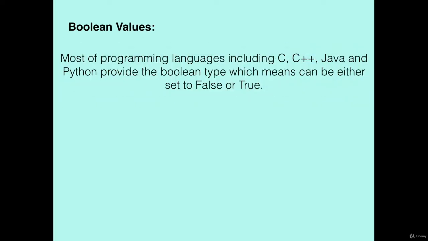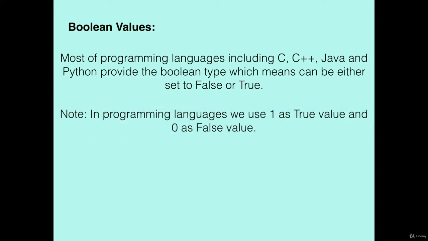Boolean values. Most programming languages, including C, C++, Java, and Python, provide the Boolean type, which can be either set to false or true. Note, in programming languages, we use 1 as true value and 0 as false value. Let's see how.